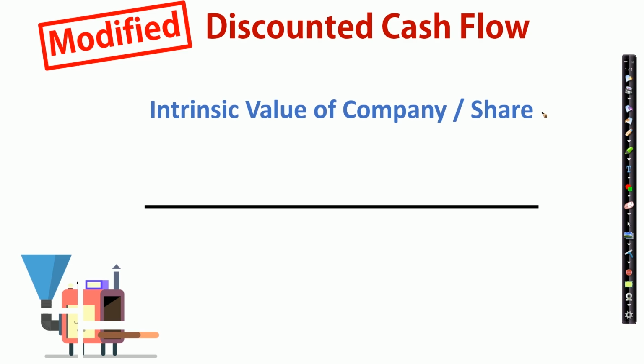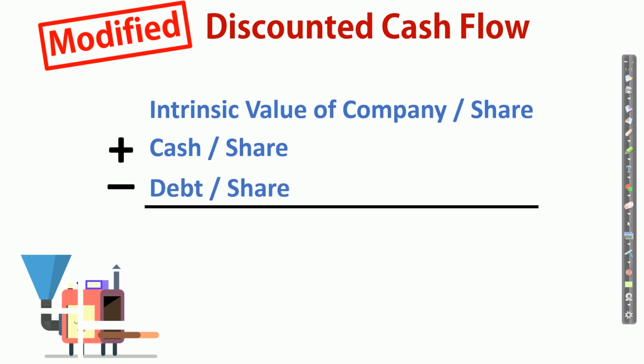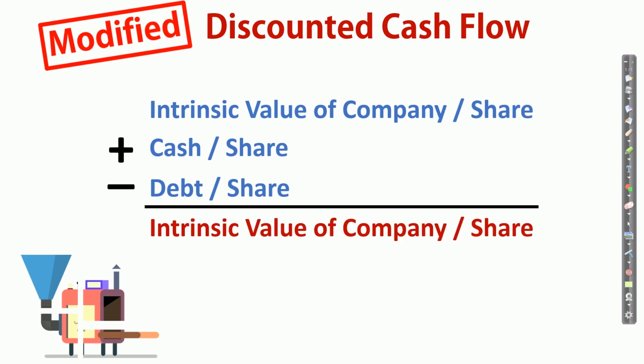And that's not all. A company might have some debt or leftover cash that it is holding. So for example, Berkshire Hathaway with a large cash hoard will be worth more, while a company with a large amount of debt will generally be worth less. So therefore, with the intrinsic value of the company per share, we next need to add on the cash per share that a company has and subtract the debt per share that a company has. And that will give us, tada, our final answer, the intrinsic value of the company per share.